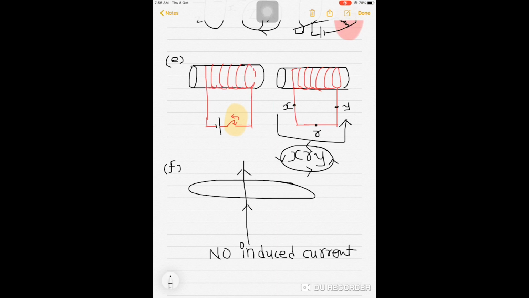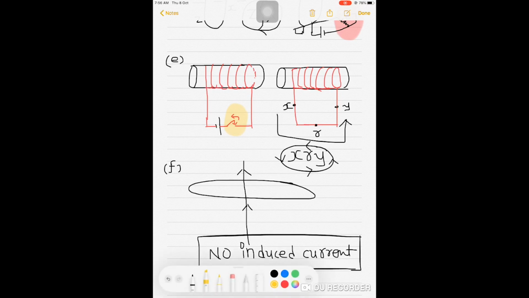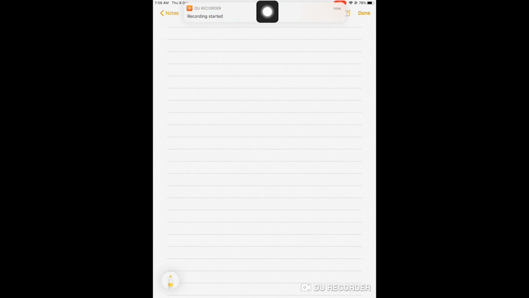There will be no induced current in this case. So we can explain this as: there is no induced current that will develop over here. So this is your example number 1 from the textbook. Now let's go to example number 2.